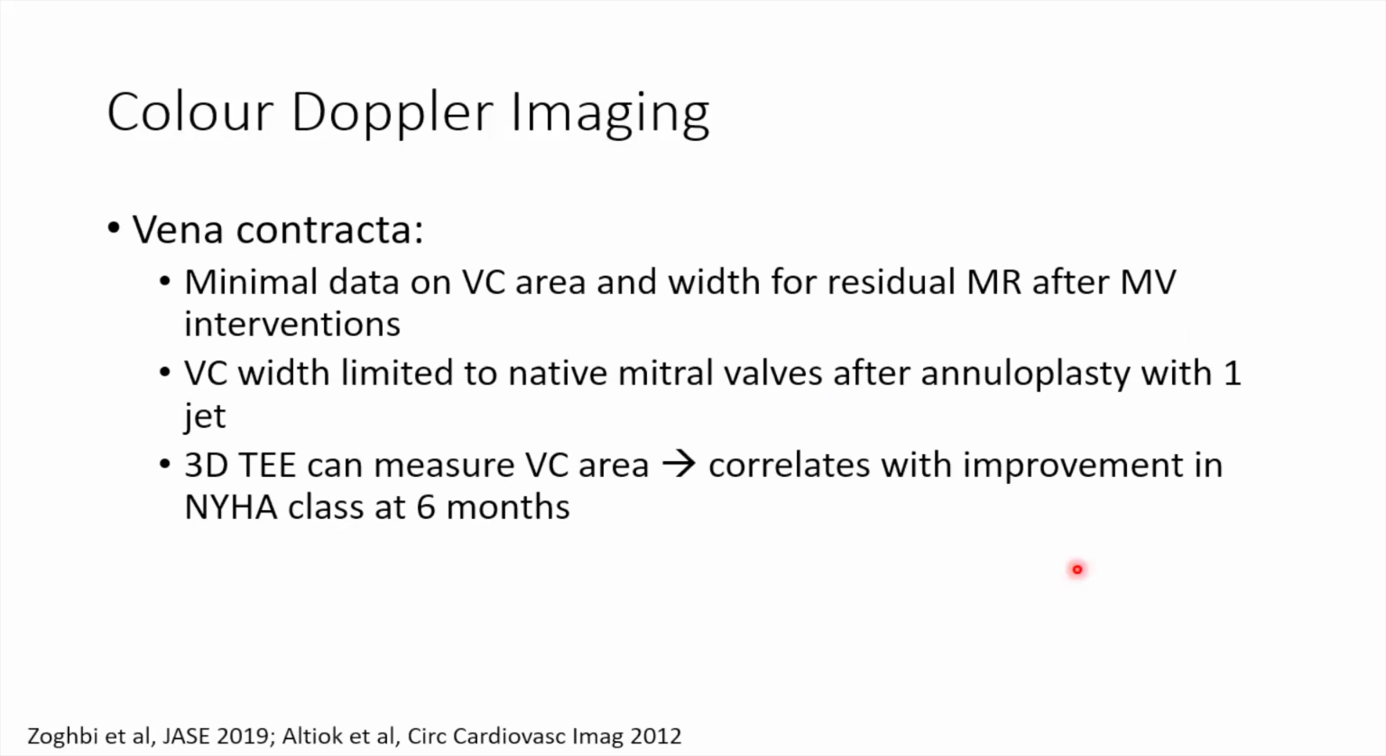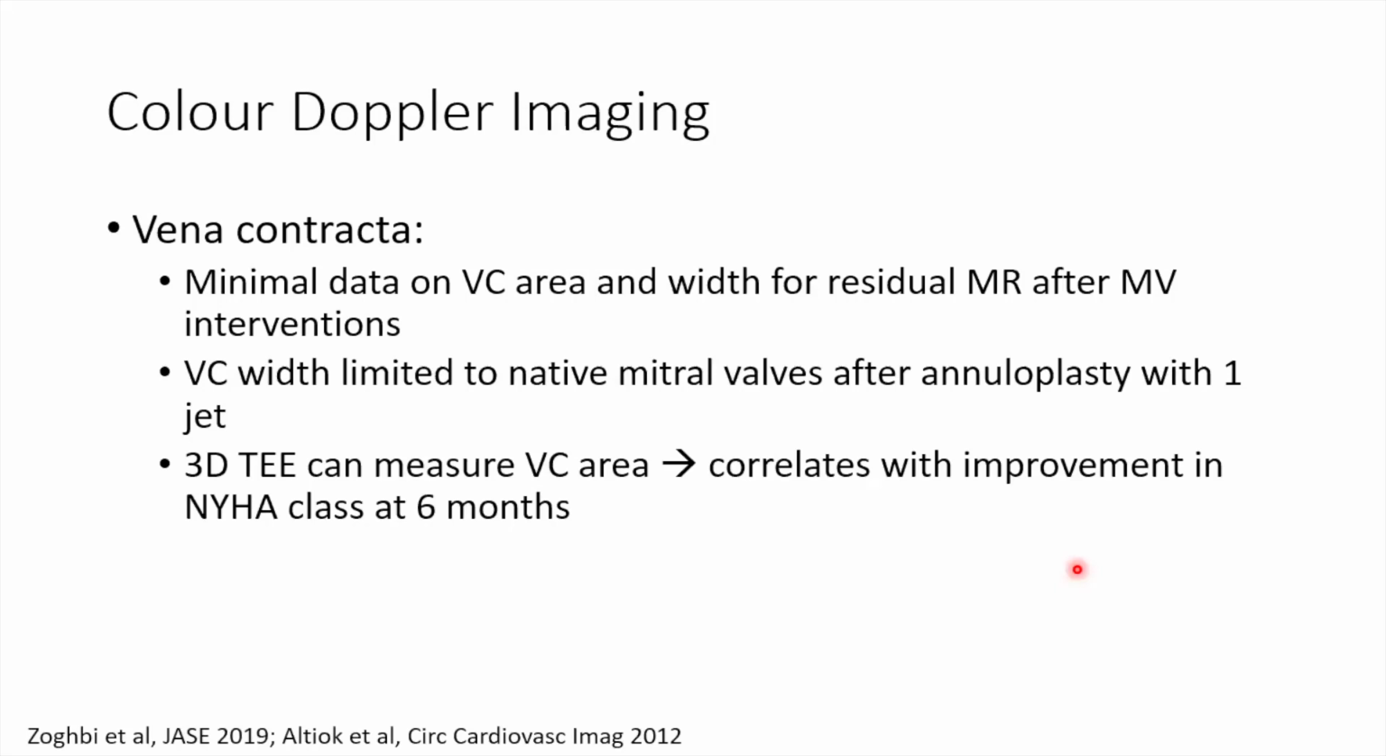One of the ways we assess mitral regurgitation natively is also using vena contracta, but there's minimal data on the use of vena contracta areas or width for residual MR after mitral valve interventions. And the guidelines really limit the use of vena contracta width to the setting of annuloplasties where you still have a native valve in place and where you have one jet, because the vena contracta, when you have multiple jets, becomes more complicated and you may underestimate or you may need to make it additive. You may need to add up the vena contractas.